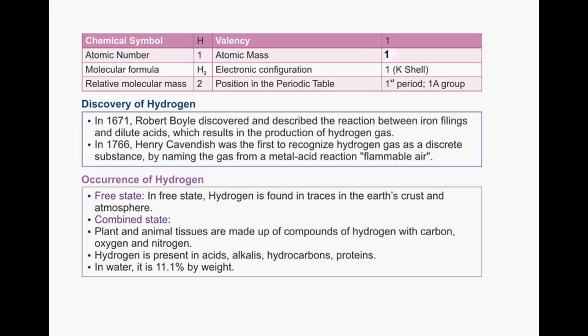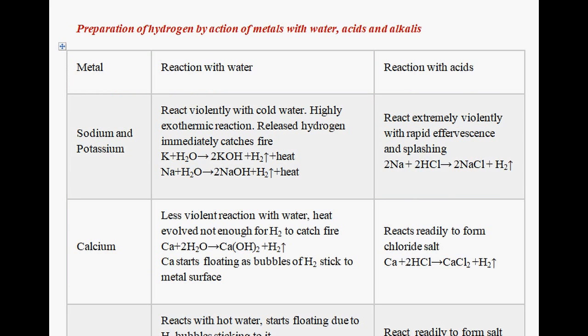Occurrence of hydrogen. Hydrogen exists in both free state as well as in combined state. In free state, it is found in traces in Earth's crust and atmosphere. In combined state, it is present in the plant and animal tissues, which are made up of compounds of hydrogen with carbon, oxygen, and nitrogen. Hydrogen is present in acids, alkalis, hydrocarbons, proteins, etc. In water, it is 11.1% by weight. Let us now see different methods of preparation of hydrogen.